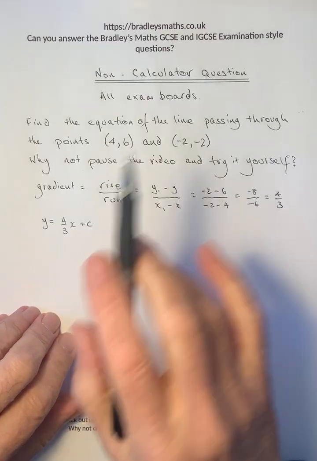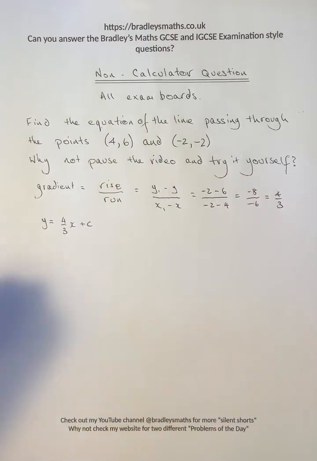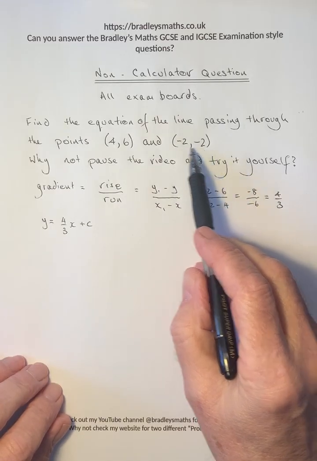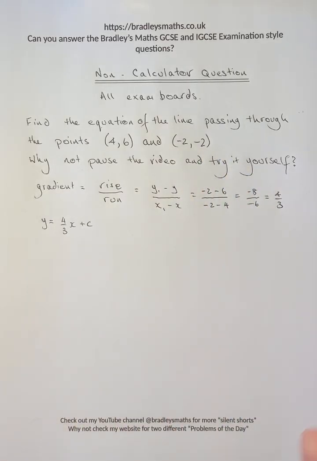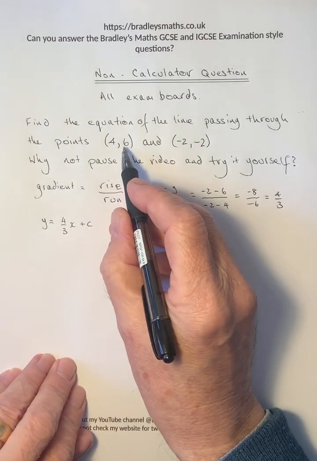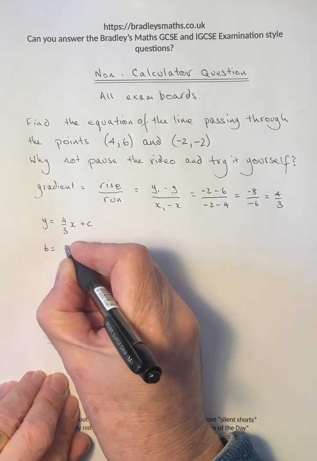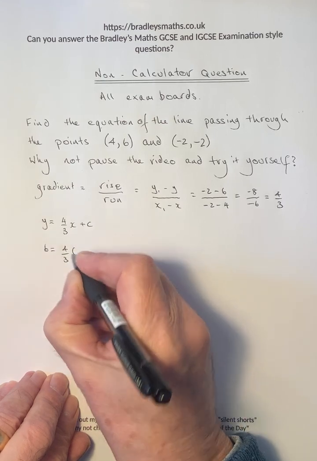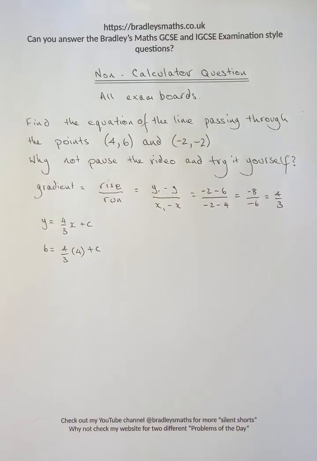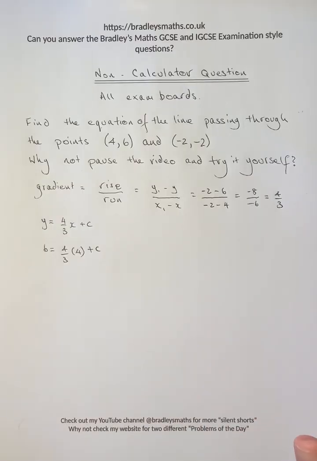Okay, so what I'm going to do is take one of these brackets, and I'm going to take this one, (4, 6), for no better reason than the numbers are different. This is (2, -2), and I don't want you getting mixed up with which -2 goes where. So we use 4 and 6. And we can say 6 is the y value, so that replaces the y here. So we have 6 equals 4/3 of 4 plus c. And we're going to work out what c is. All we have now is one unknown value, c. The rest are all numbers, so we can work it out.